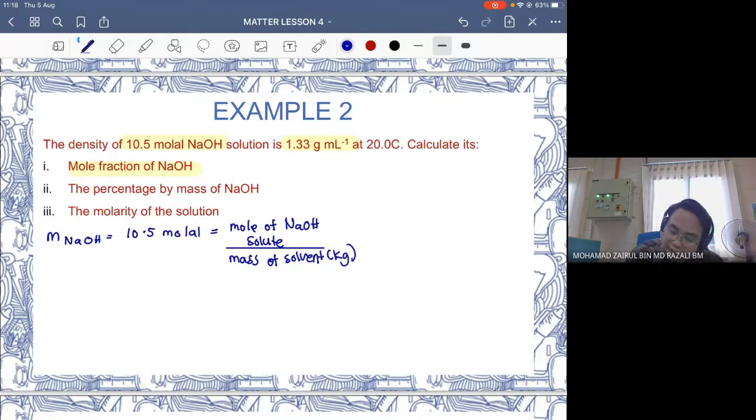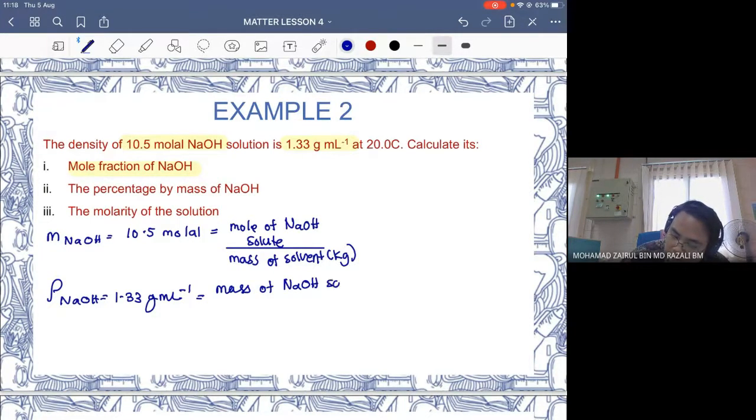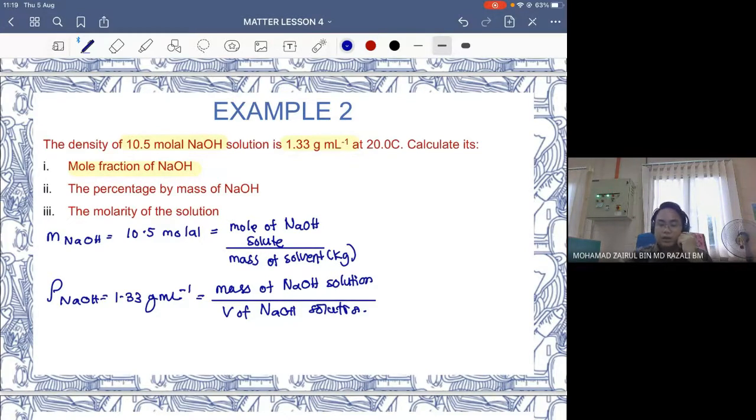Okay, so the density of NaOH is equal to 1.33 gram per ml. Which is the formula is given by mass of NaOH solution over volume of NaOH solution. Okay, so the first question, awak kena assume the first question ask you to find the mole fraction.